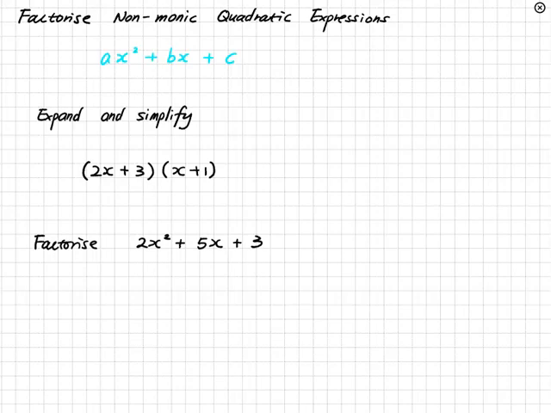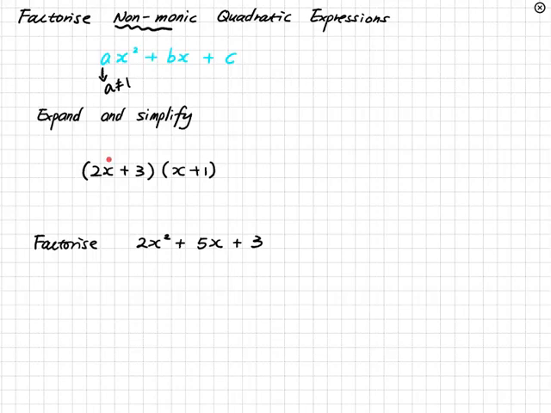Let's have a look at how to factorize non-monic quadratic expressions. Non-monic means this a is no longer 1. So it can be 2, it can be 3, it can be 100, or it can be a negative number. So let's do the first question, expand and simplify.